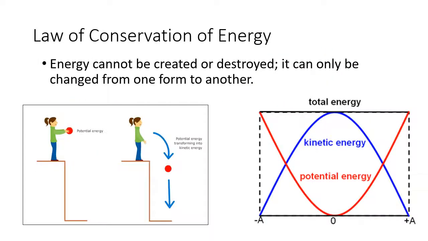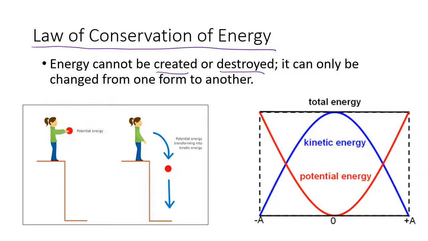Energy can change forms from one to another, but it can never be created or destroyed. Just like we saw with the law of conservation of matter, where matter can change forms from reactants to products, but it was never created or destroyed. The same thing is true with the law of conservation of energy. The energy of the universe is constant.